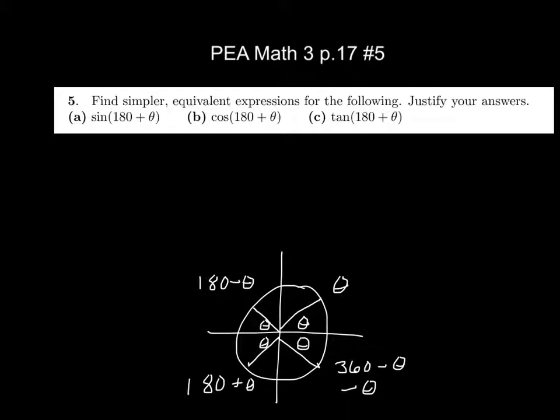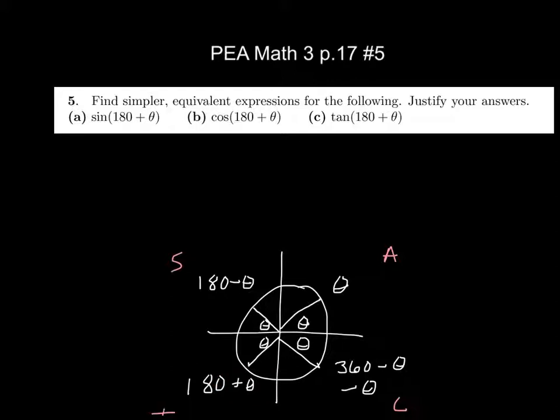The only question is, we're thinking about the quadrants that each one of these trig functions is in. So if we look at sine, for instance, let's look at A here. Sine of 180 plus theta. Is that positive or negative? Negative. All students take calculus. I agree. So this is negative.